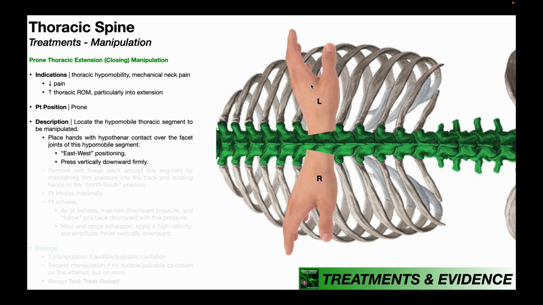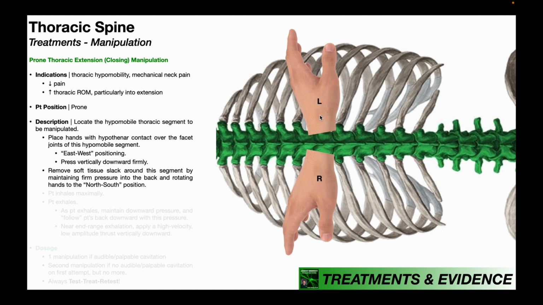So hand positioning in this manipulation is what we call east-west positioning. So cranial up here would be north, caudal down here would be south, and we could say up here by the left hand is east, down here by the right hand is west. So left hand pointed east, right hand pointed west. Okay? And notice that the hypothenar eminence, which is where the pisiform contact occurs, is over the facet joint on either side of the segment that we're going to be manipulating.